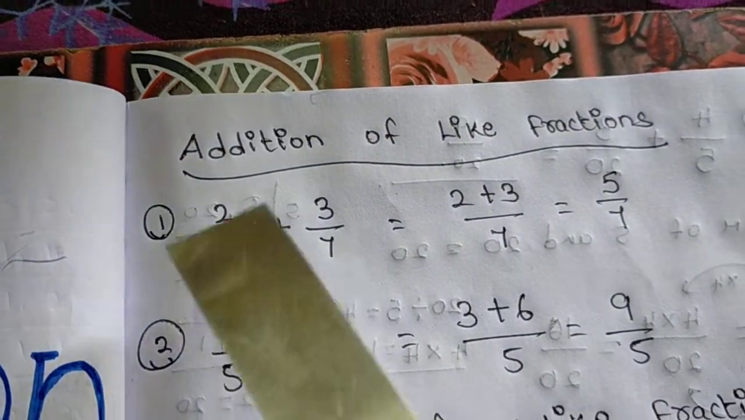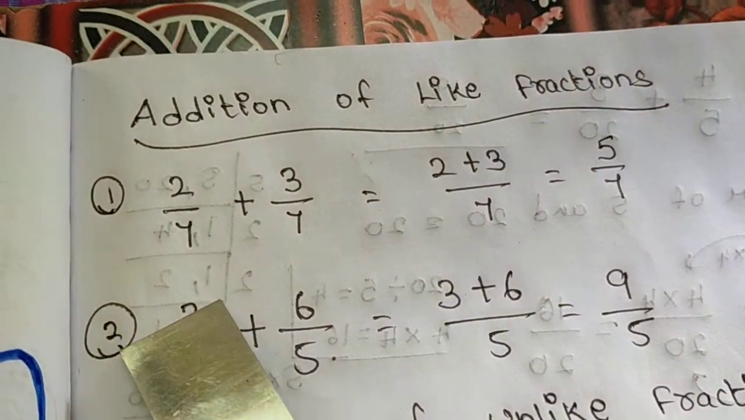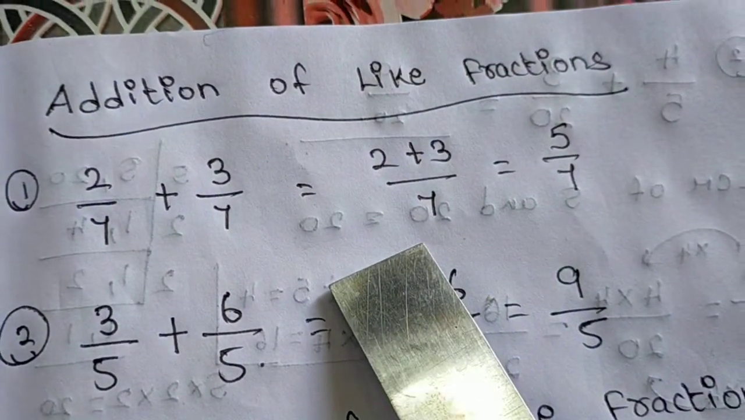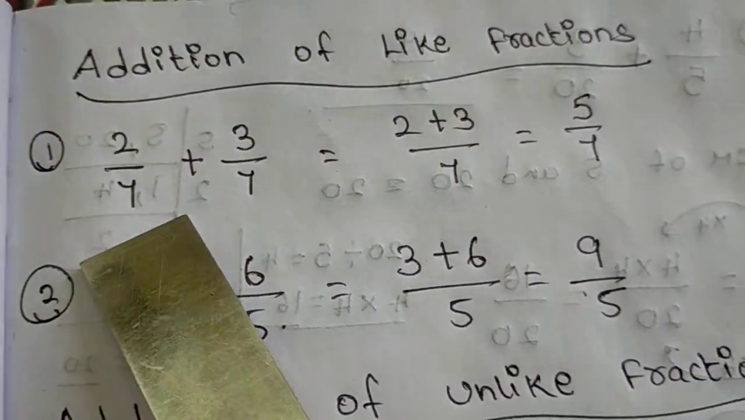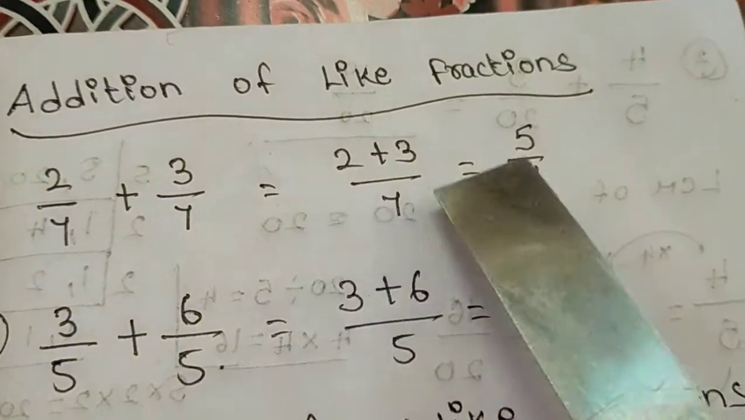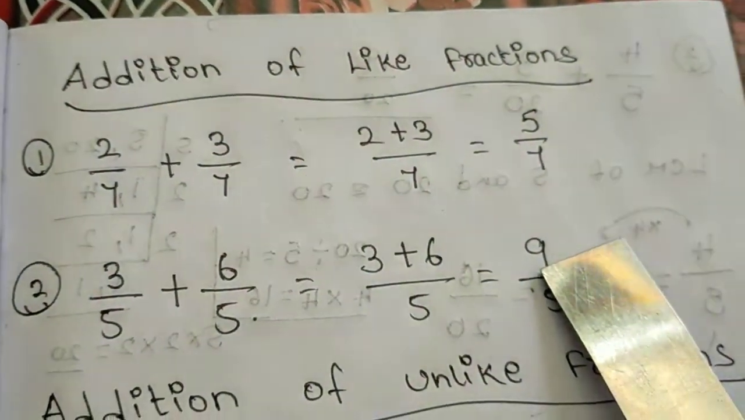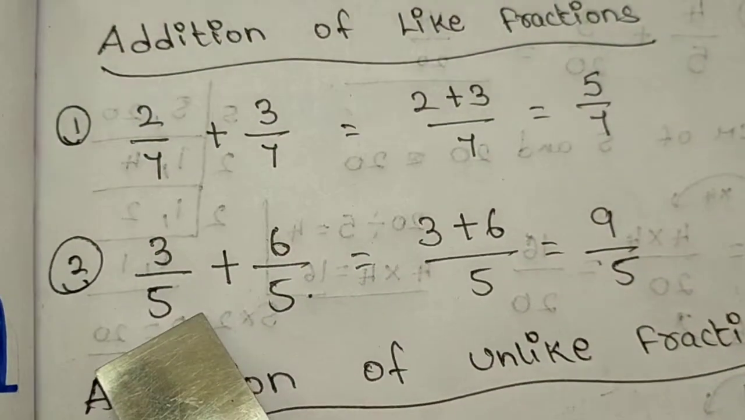That means they are like fractions. Addition of like fractions is very easy, kids. You just have to add the numerators. The denominator will be the same, common for both of them. So 2 plus 3 by 7, and your answer is 5 by 7. Within 2 steps it is done. Very easy.